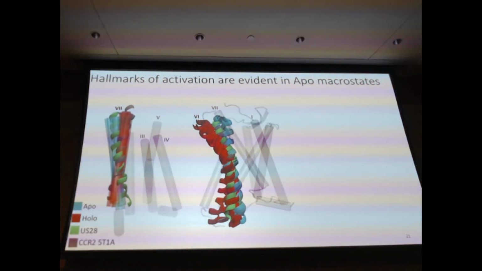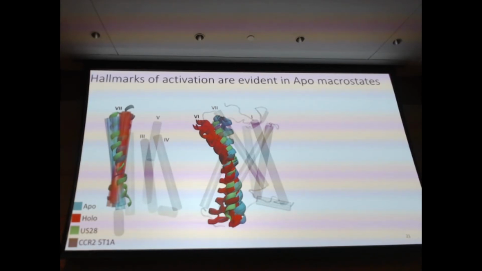So we see that while holo macrostates show these unique and rare inactive states, the APO conformations actually resemble active state GPCRs in some ways. So I'm comparing to the active GPCR US28 in green. The APO are all in cyan, the holo is all in red, and these are the representative structures from the macrostates. And so although it doesn't fully ever reach an activated state, it has nothing to help it get to an activated state, it does show some of these hallmarks of activation.